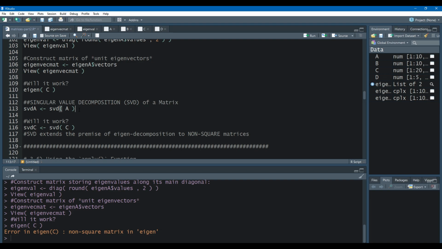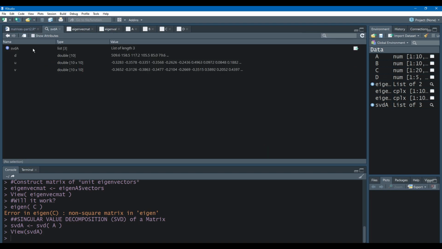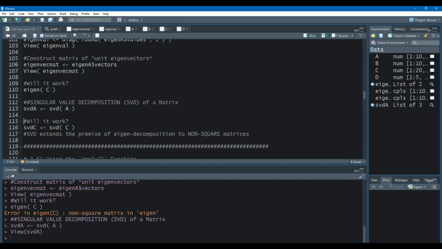We do that by calling the SVD function. We're going to store it in SVDA, which is a list of 3 distinct objects. Those 3 distinct objects are a vector of scalars and 2 matrices called U and V. This is part of the singular value decomposition. I don't want to get into that now because it's extremely complex, but if you ever need to take the singular value decomposition of a matrix, this is how you can do it.